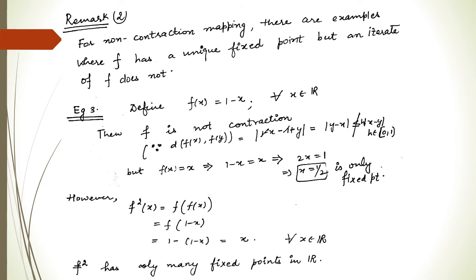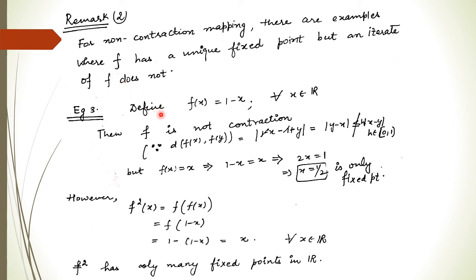Now the next remark: for non-contraction mappings, there are examples where f has a unique fixed point but an iterate of f doesn't. So this says there are functions which are non-contractions but have a unique fixed point. However, the iterate of f doesn't.